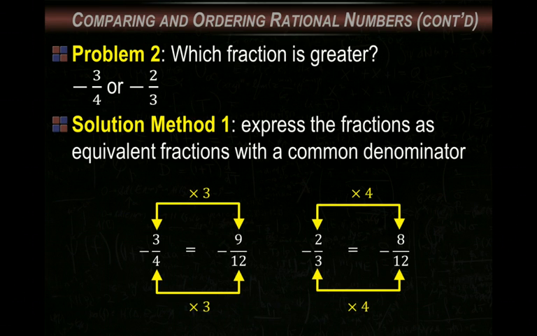So to convert these to a common denominator, I have to take that 4 and multiply it by 3, and whatever I do to the denominator, I do to the numerator, multiply by 3. So now I have -9/12, and on this side I have to multiply by 4, and I get -8/12. So which is bigger? Just a minute. Think. This is a trick question. I'm trying to trick you.